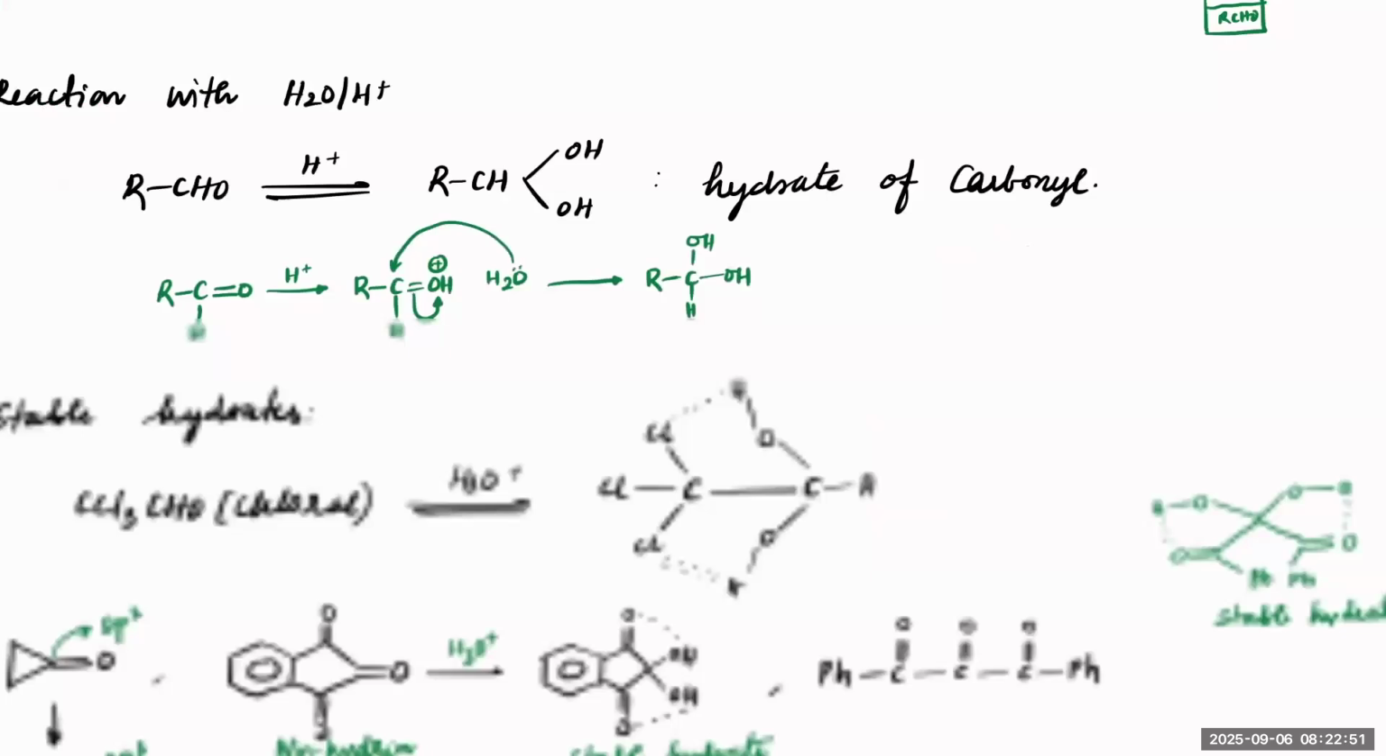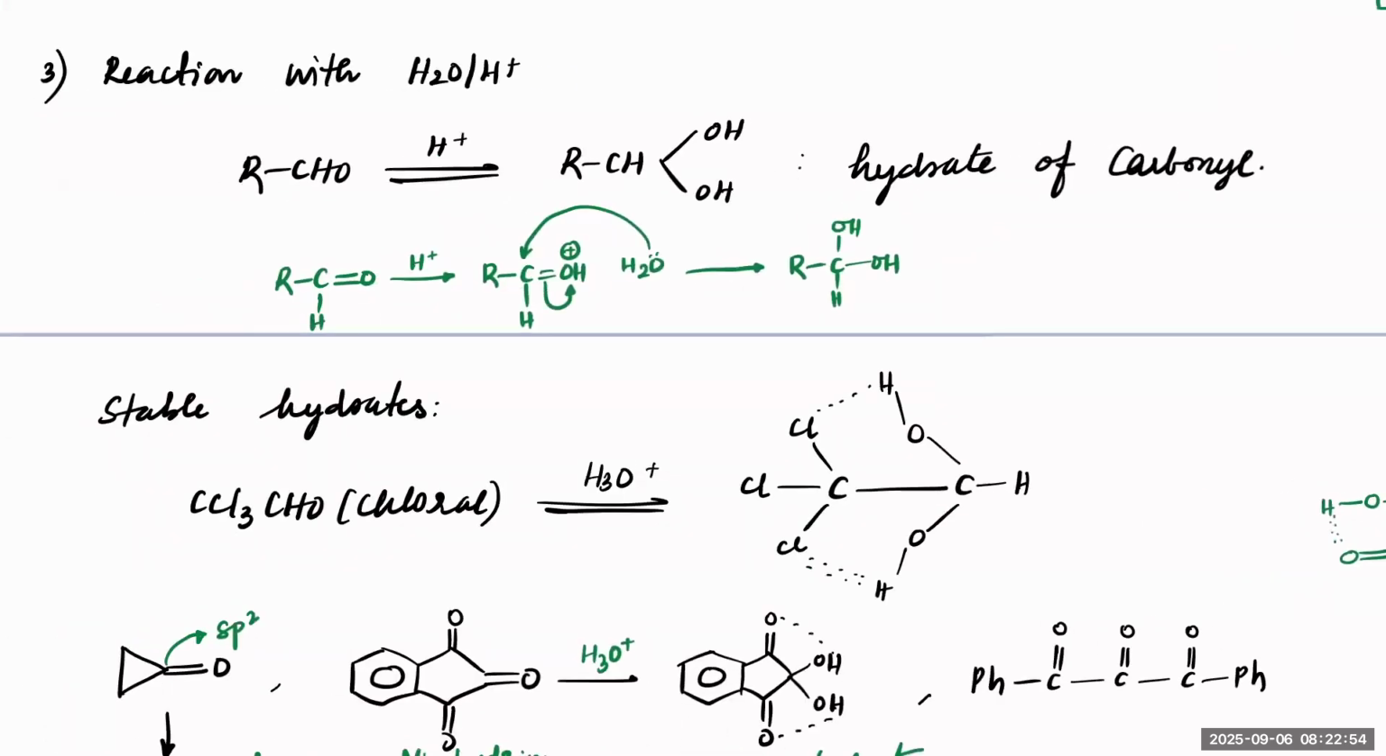Next is reactivity with water. Usually water does not attack directly in basic medium. It is not that easy. I mean, it does happen, but usually acidic medium is more preferable. So in acidic medium, the lone pair from here will take H plus first, and then water as a nucleophile will attack. So what you will get here is a hydrate of a carbonyl compound. Two OH groups are called hydrates. Hydrate of carbonyl compound. Now in this hydrate, as water attacks here, the pi bond is shifting. This is the mechanism which will take place.